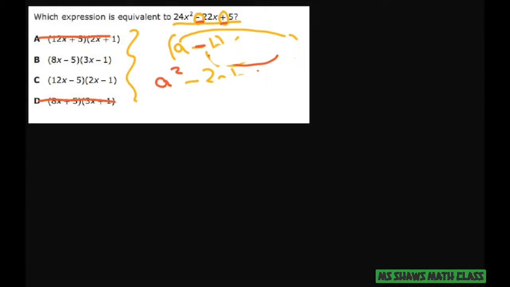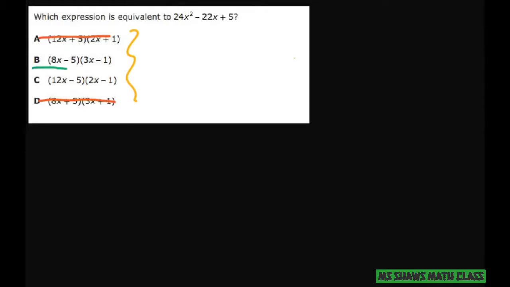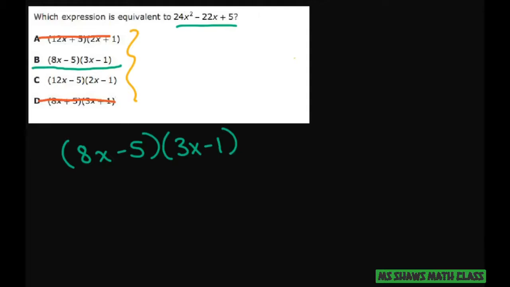All right, so now let's look, since we have this option of just foiling this out, I'll do both methods. I'll use this one and use the FOIL method, and I'm going to FOIL it back to see if it equals that. So we have 8x minus 5 and 3x minus 1. So we're going to do FOIL. First, outer, inner, and last.